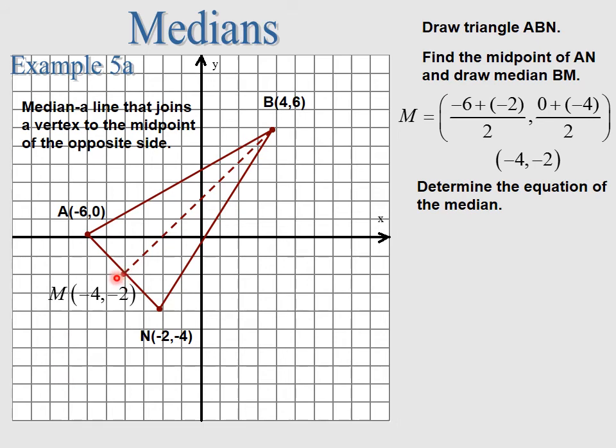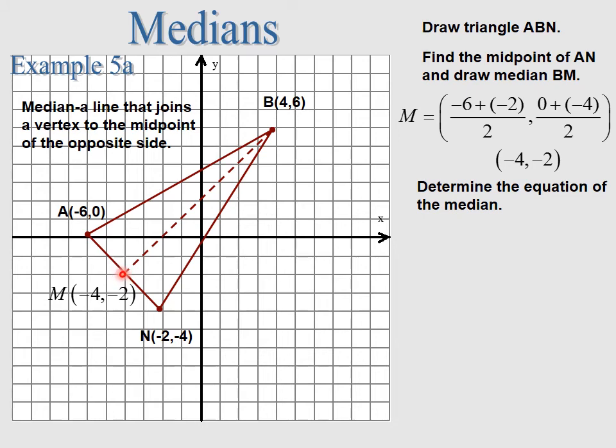And it said to draw a median from that middle point across to the vertex of the opposite side. If we look at our definition, it says a line that joins a vertex to the midpoint of the opposite side. So that was what we've drawn over here. Now this triangle would have two other medians as well, but we're just going to sketch the one for now.